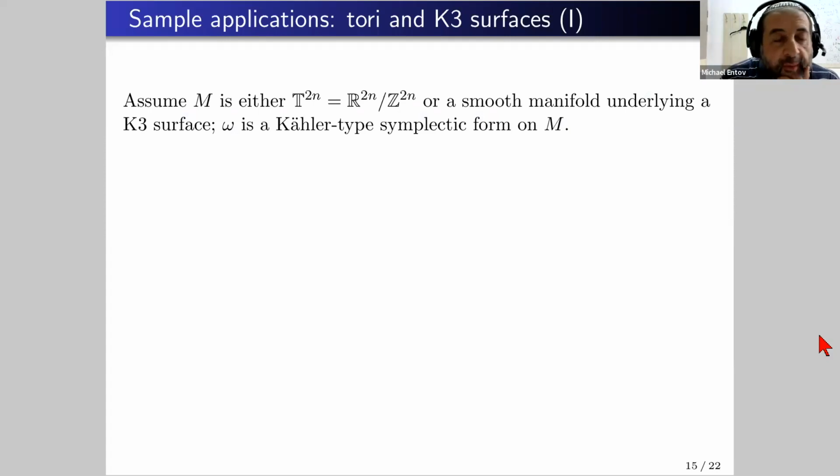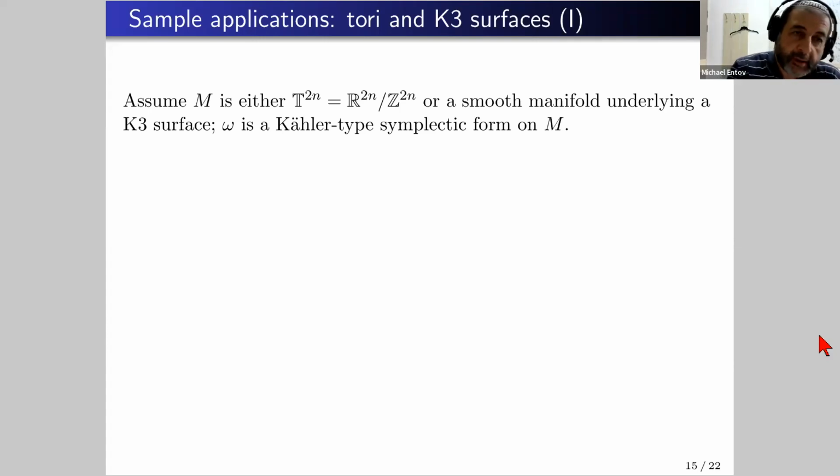So I assume now that my M is either a torus or a smooth manifold underlying the K3 surface. In standard terminology, a K3 surface is already a complex surface, so what I'm talking about here is the smooth manifold underlying that complex surface. It's known that all K3 surfaces are diffeomorphic, so basically we're talking about a very specific smooth manifold. And assume that omega is a Kähler-type symplectic form on M.